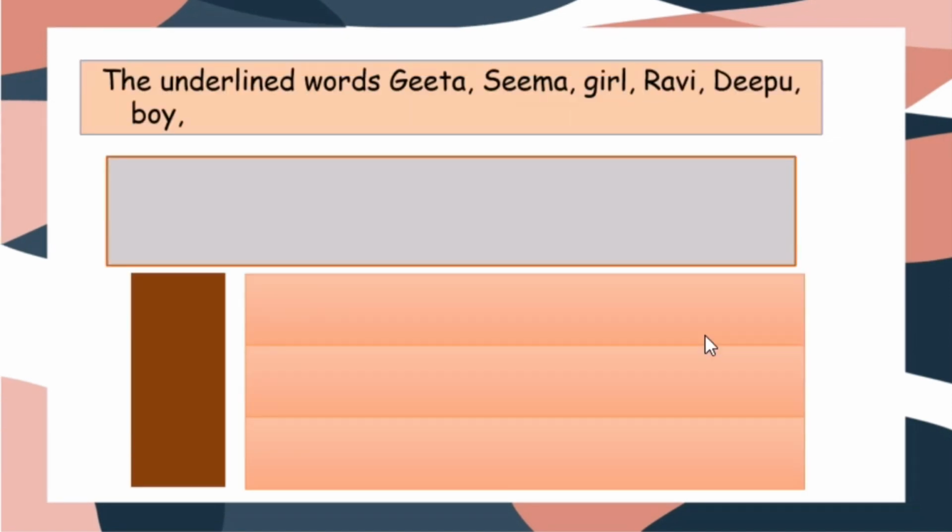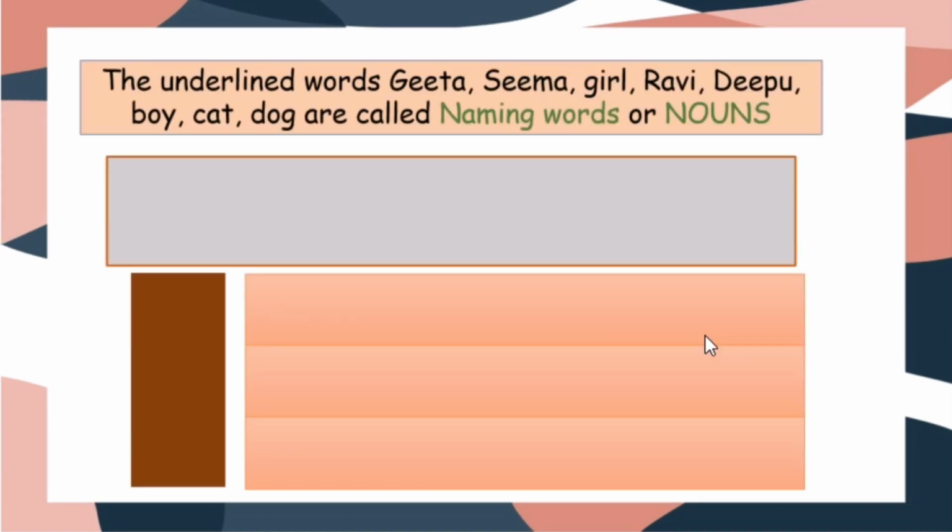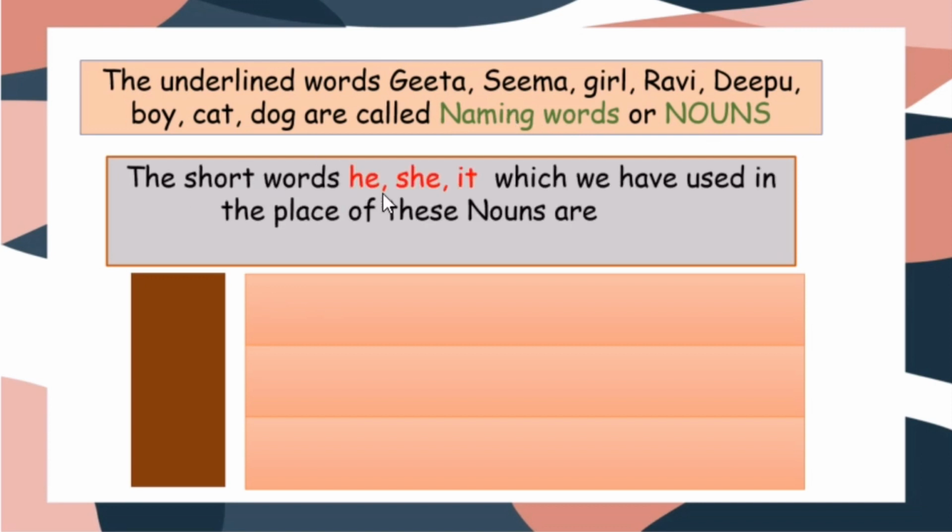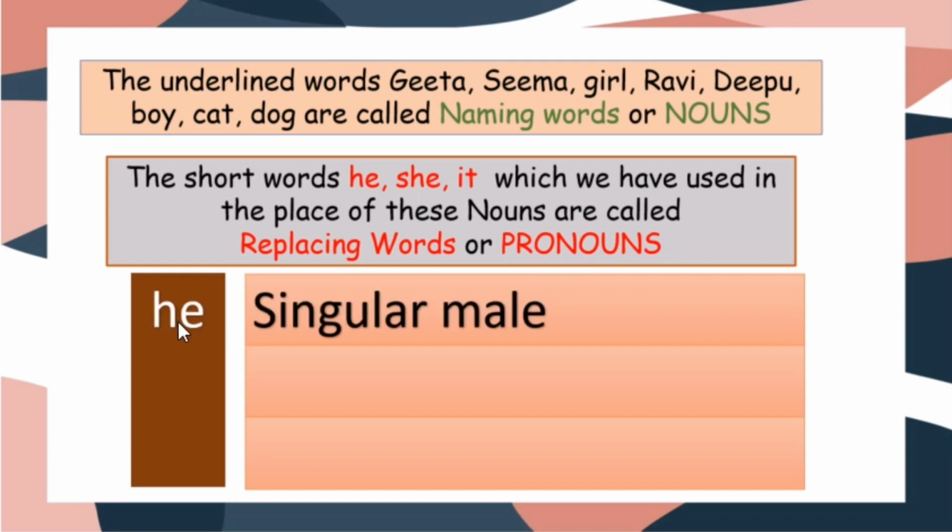Now students, the underlined words Geeta, Seema, girl, Ravi, Deepu, boy, cat, dog are called naming words or nouns. And the short words he, she, it, which we have used in place of these nouns, are called replacing words or pronouns. Now we know that the pronoun he can be used for a singular male.